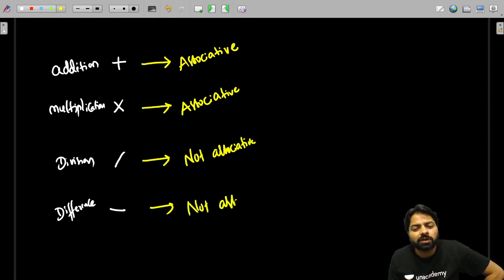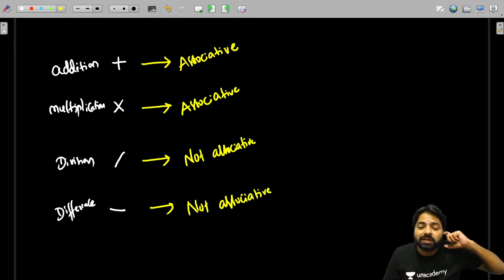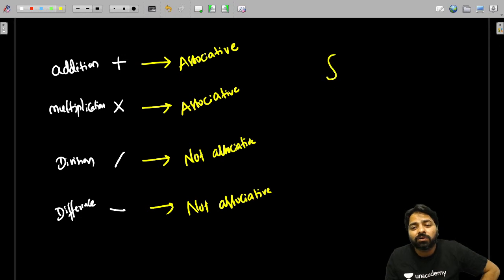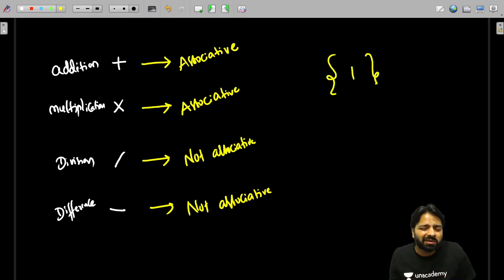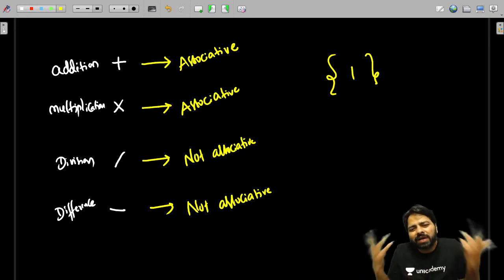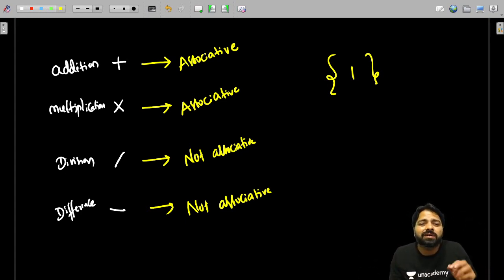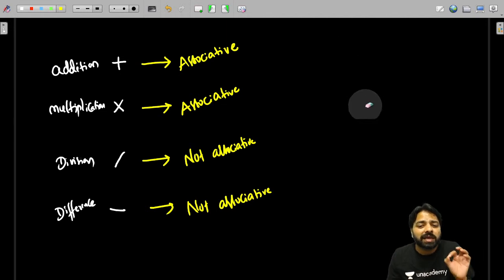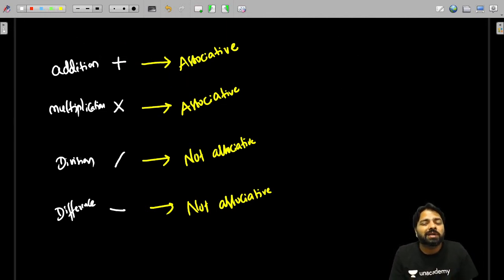In general, I am talking about in general. I can make division associative if I have only one element, like a set which has only 1, then definitely 1 by 1, 1 by 1 by 1 by 1, you get a 1 only, doing left to right or right to left. Sometimes I can make them so, but I am talking about infinite sets like the natural set. And in general, these properties are true for non-trivial cases.